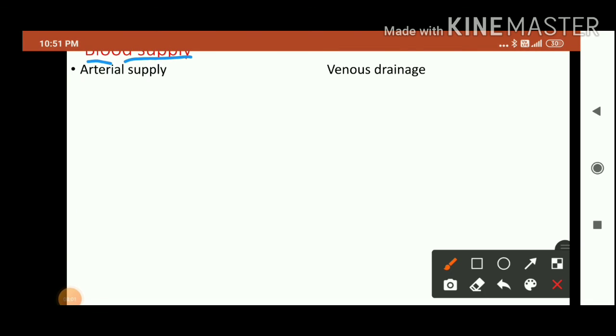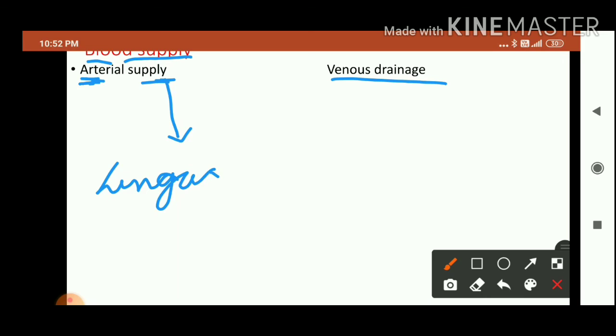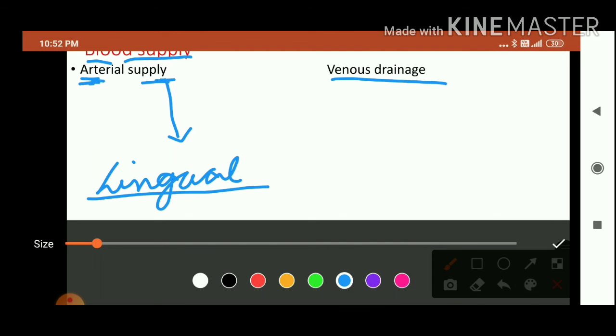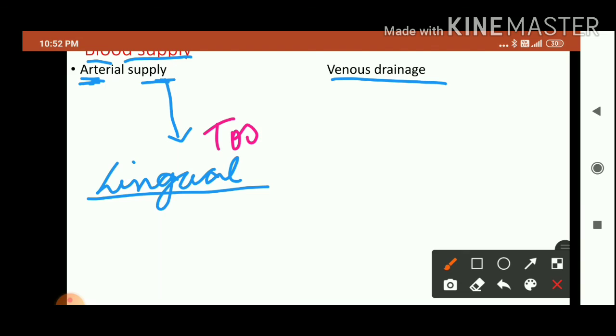Now we come to the next slide. This will be the final slide of the video, the first session. In the next session we will talk about the nerve supply. Now the blood supply includes the arterial supply and venous drainage. The arterial supply is mainly by the lingual artery, the tortuous lingual artery. Always remember it is tortuous, and this is a branch of the external carotid artery.